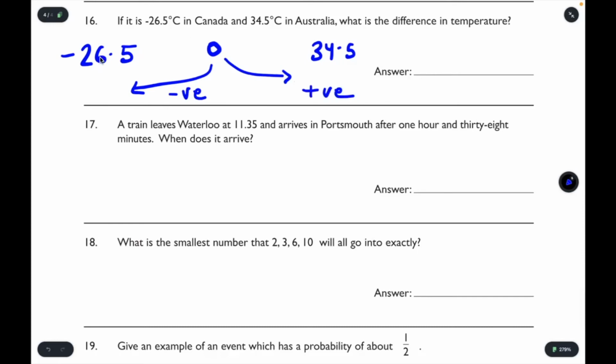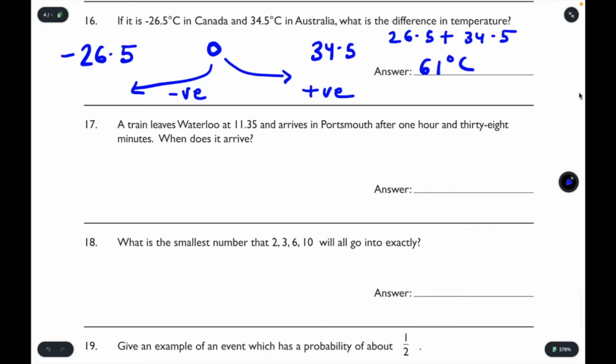To get from minus 26.5 to 0, we have to add 26.5. And then to get from 0 to 34.5, we of course need to add 34.5, which means that if we add the value of 26.5 degrees to 34.5 degrees, we'll get the overall difference that takes us from positive all the way back to negative. We are actually doing 26.5 add 34.5. 26 add 34 is 60. And then the 0.5 add 0.5 makes 1. So the answer is 61 degrees Celsius.